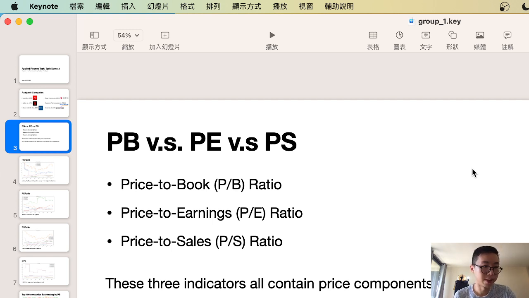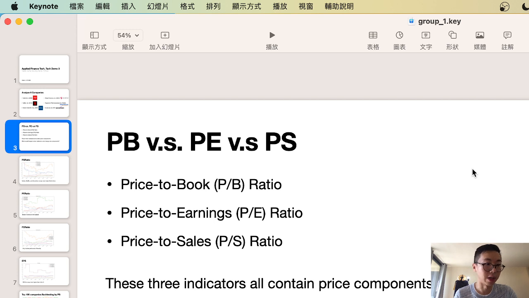For the PB ratio, if there's a lower value, especially below one, it means that investors feel we can view this stock as undervalued. If higher, it means it is probably overvalued or has really high promise, based on my understanding.